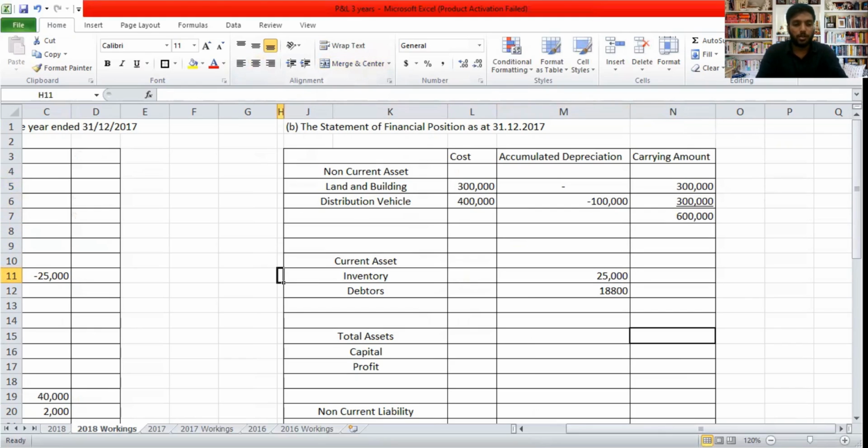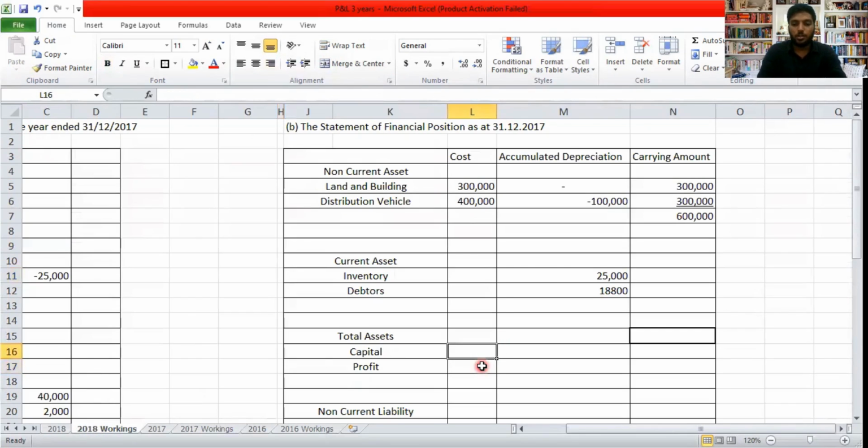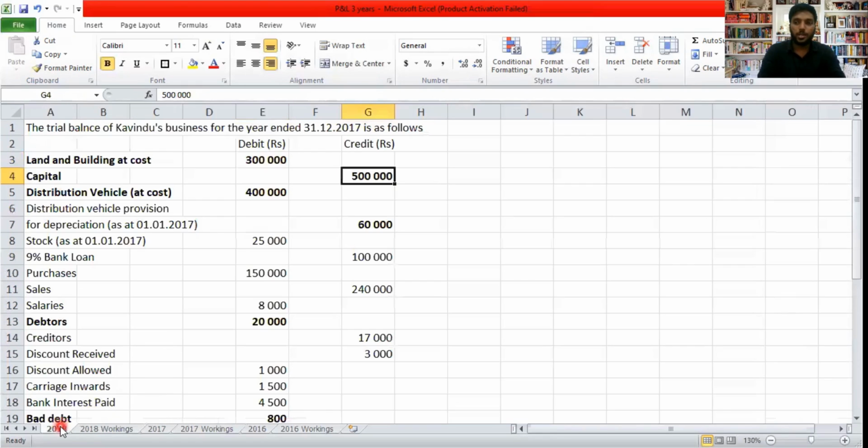I need to go one by one. Let me go again to the 2008 sheet. So capital, they have given 500,000. I'm going to bold it, 500,000. I'm done with 500,000. I'm going to take it to the capital column. Again, I said the first column is only used for non-current assets, so you need to use the second column. So we recorded 500,000. Then moving on to 2018, again, we are going to take distribution provision.